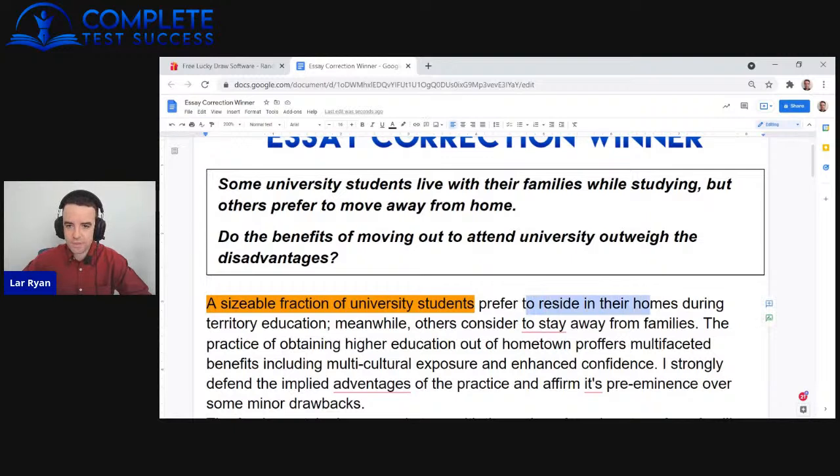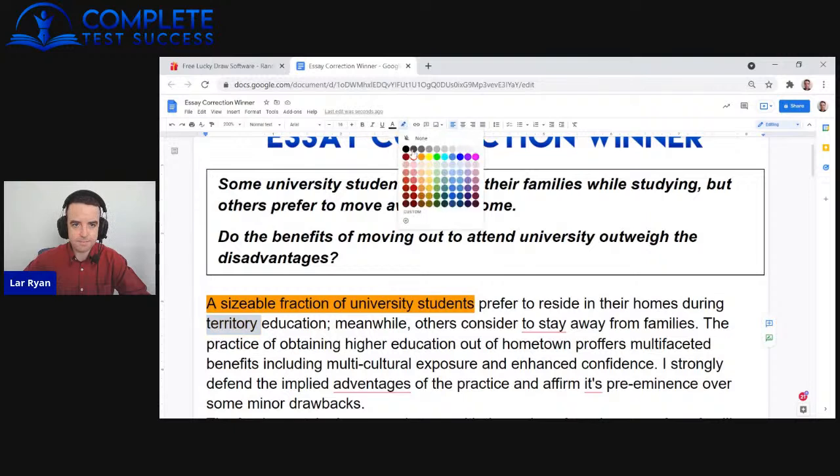Prefer to reside in their homes during tertiary education. So that's a spelling mistake. So your home is where you live. So it doesn't matter if I live in a university campus, if I live with my family, if I live in digs, it doesn't matter. That's my home. Where I live is my home.